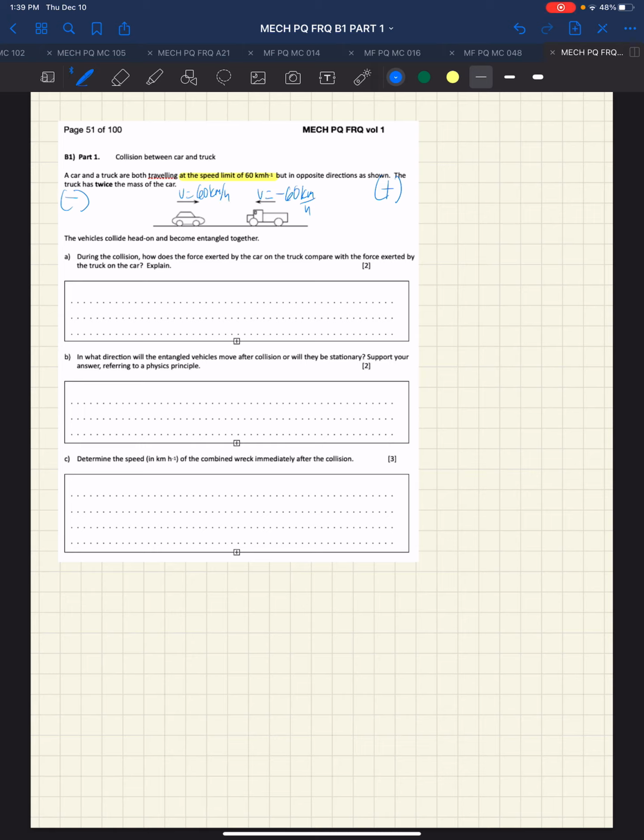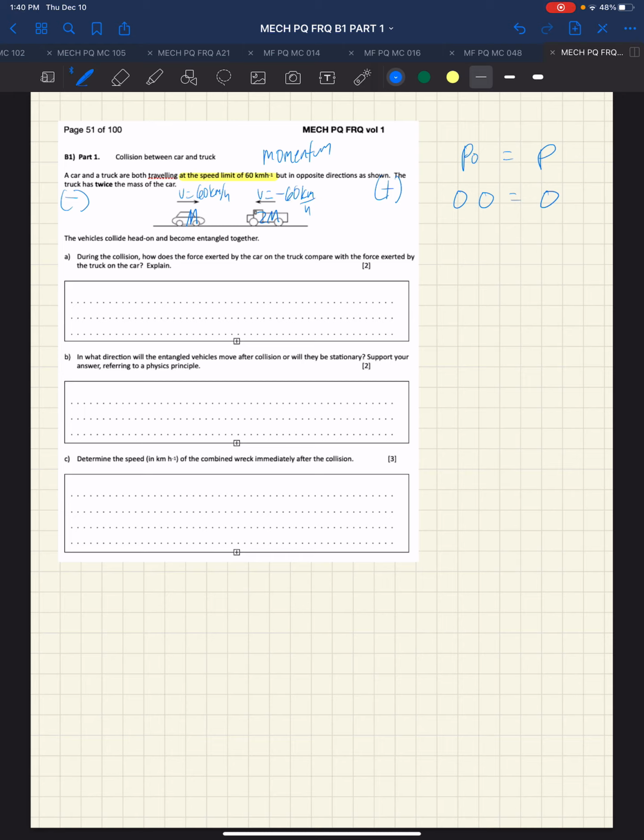The truck has twice the mass of the car. So we have a car with a mass m, and the truck has a mass 2m. The vehicles collide head-on and become tangled together. So afterward, we have this jumbled mess. So we have particle and particle beforehand, P0, and afterward, we have one particle. Two particles become one in terms of the collision. And of course, whenever we're thinking about collisions, we should be thinking right off the bat, this problem is probably related to momentum.